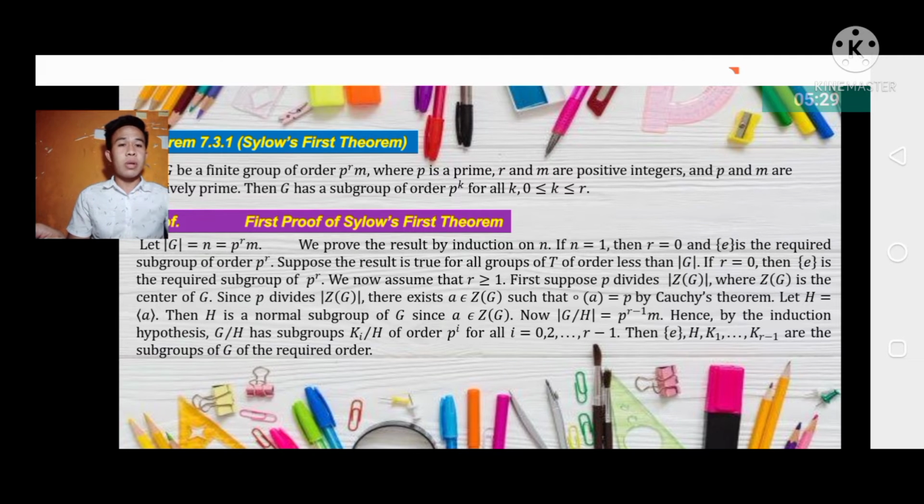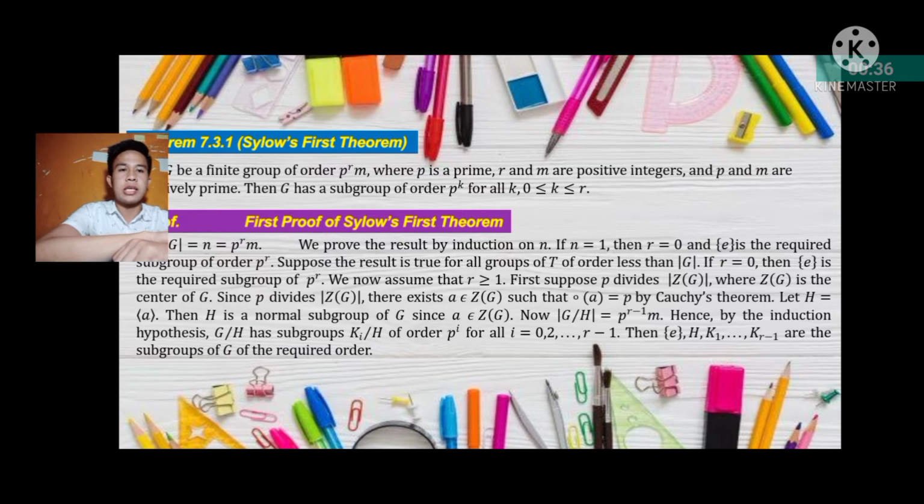Then H is a normal subgroup of G, since A is an element of the center of the group G. So what does a normal subgroup mean? According to the definition of a normal subgroup, if H is a normal subgroup of G, then the left coset AH is equal to the right coset HA, where A is an element of the group G. Later I'm going to discuss the center of the group and the normal subgroup.